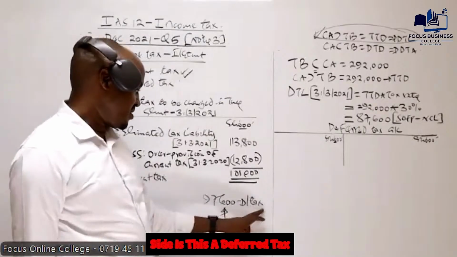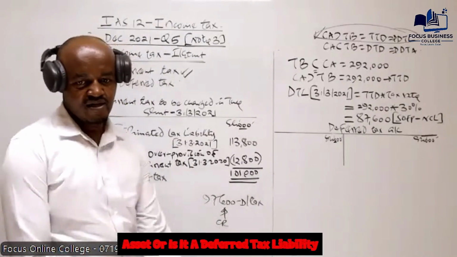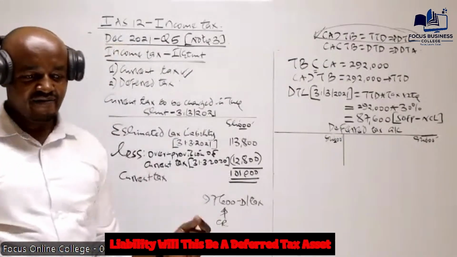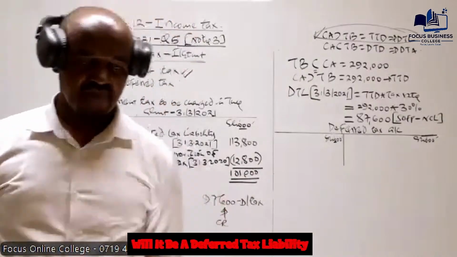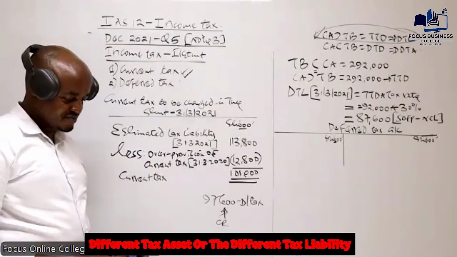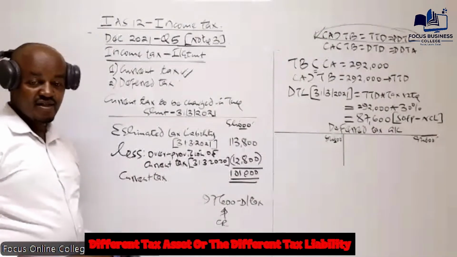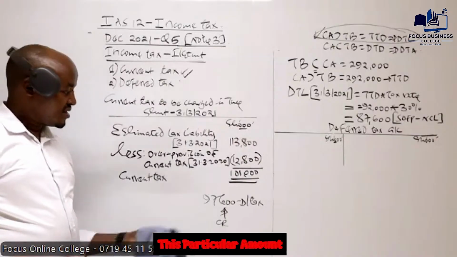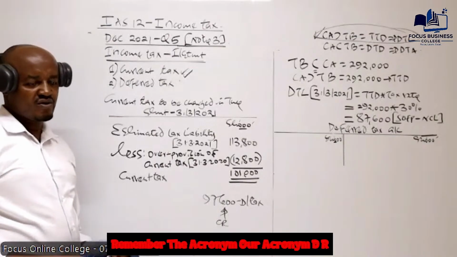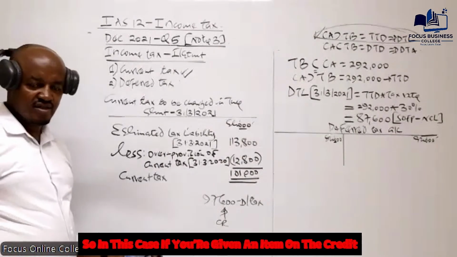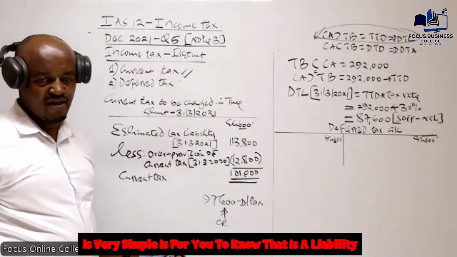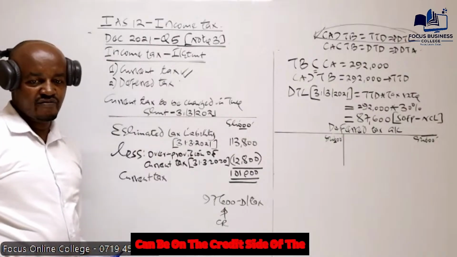So now, taking into account that it is on the credit side, is this a deferred tax asset or a deferred tax liability? Because it can be either. This one is very simple. Remember our acronym, DIRA. If you're given an item on the credit side, it's very simple: that is a liability. There is no way an asset can be on the credit side of the trial balance.